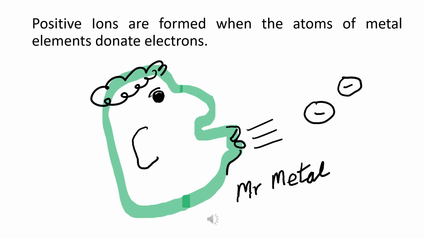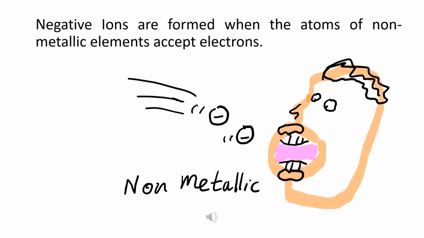Positive ions are formed when the atoms of metal elements donate electrons. Negative ions are formed when the atoms of non-metallic elements accept electrons.